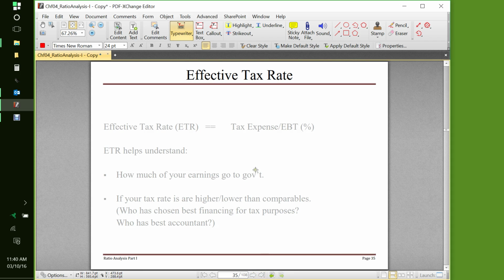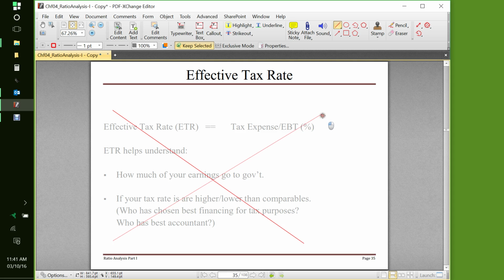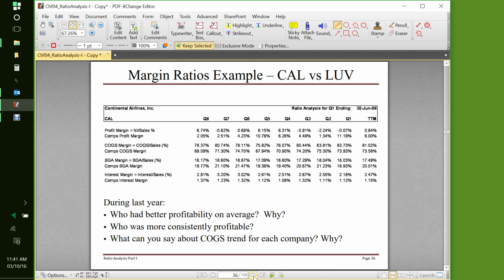Okay, effective tax rate we are not going to cover, and you should note that any ratio that is printed in gray like this, you're not going to be responsible for. You can read all about it in the textbook. It's just not commonly used, and we have a lot of ratios to cover, so I want to make sure we're focusing just on the really important ones.